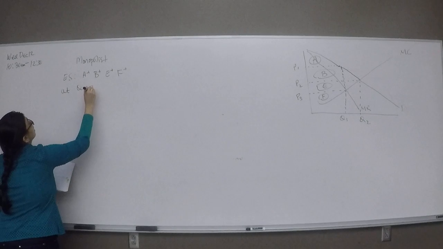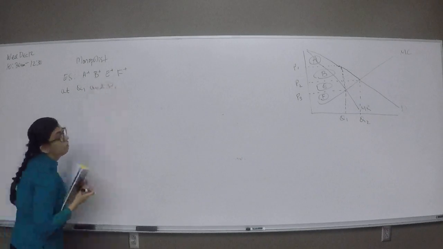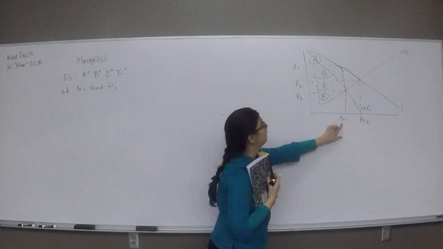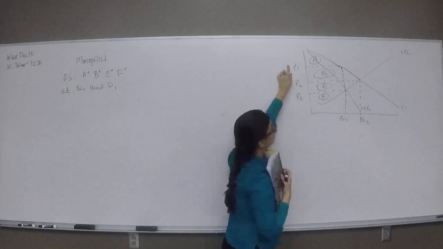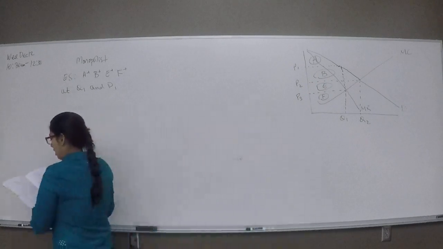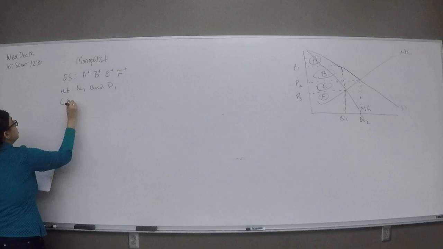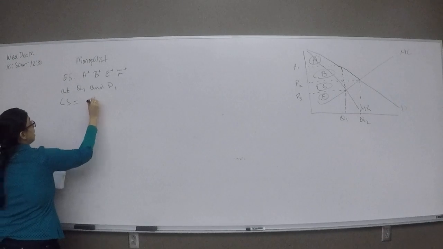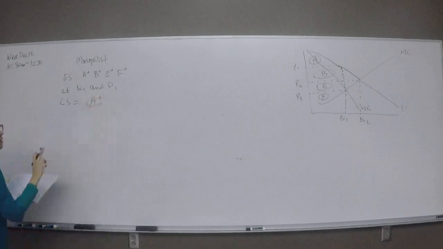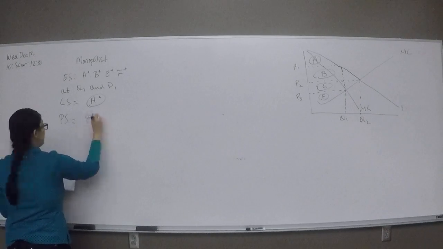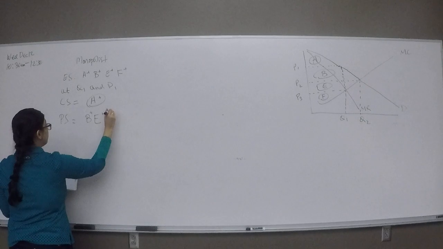At Q1 and P1. So for monopolists, the quantity sold is Q1, right? That's their equilibrium quantity, and the price is P1. So with monopolists, at this price and this quantity, this is the economic surplus. What is the consumer surplus at the monopoly? Just the A area is the consumer surplus. The producer surplus area is B, E, and F.